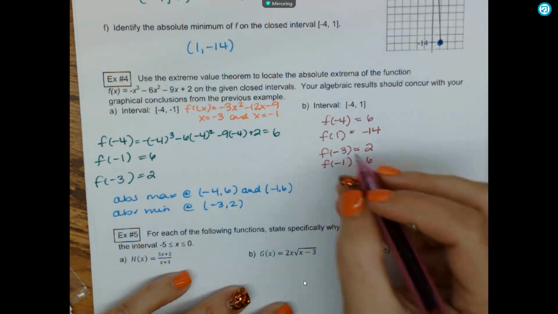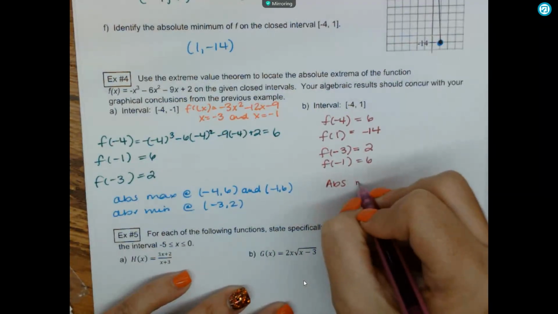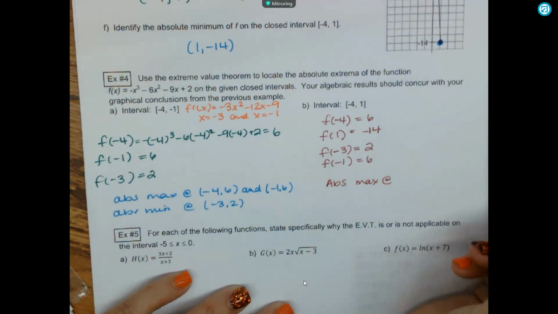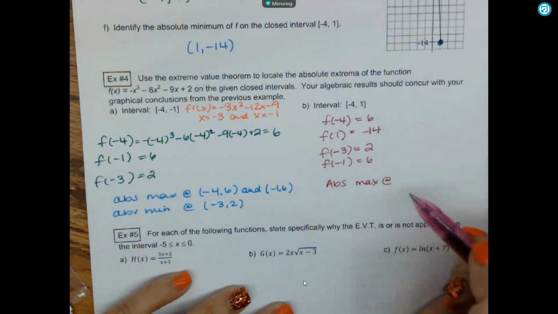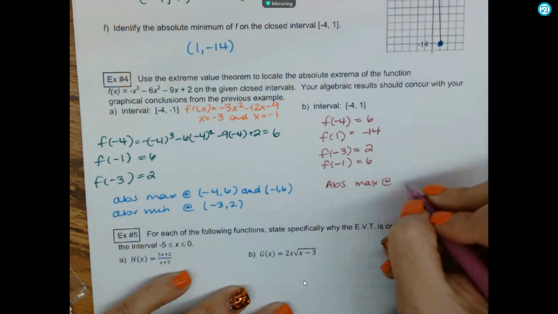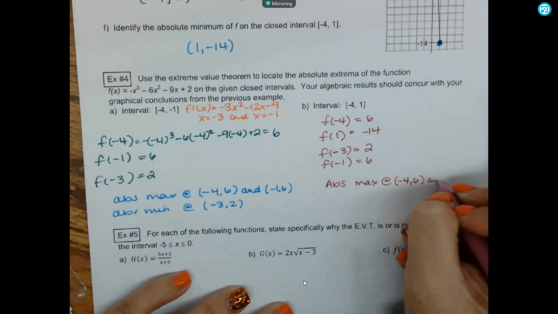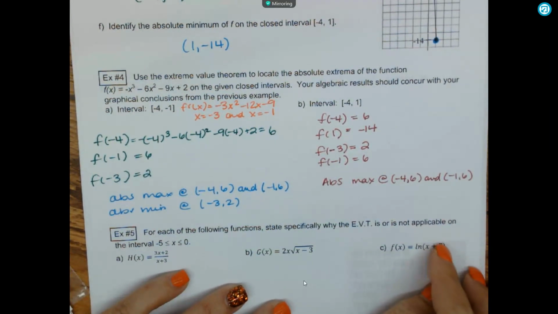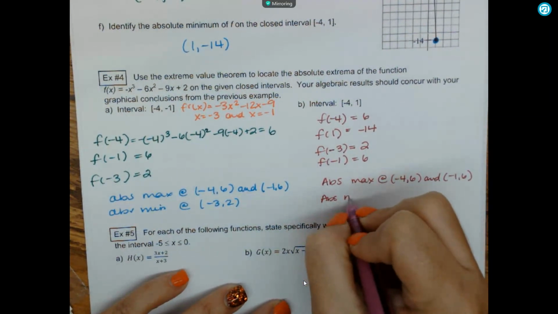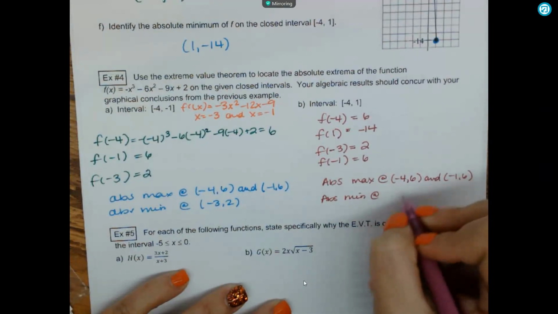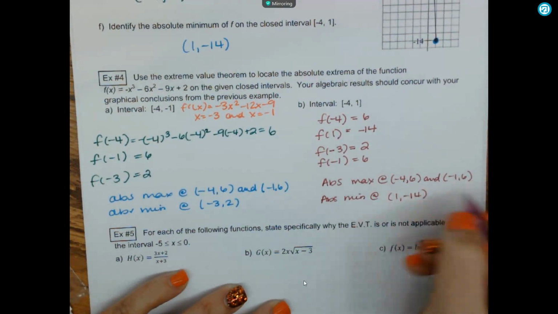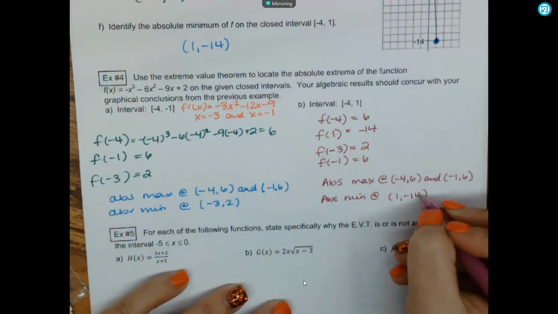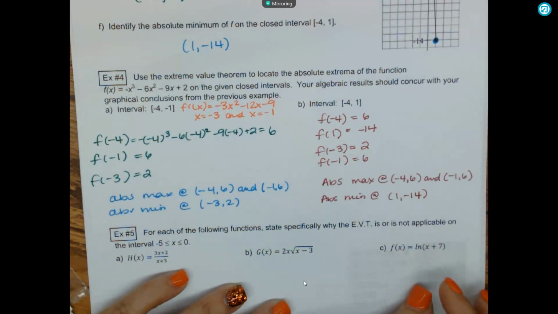Okay, so now what is our absolute max? What's the highest value of these four? The two sixes, so still (-4, 6) and (-1, 6). Everybody with me? And now what's your absolute min? (1, -14). So see, when we changed our interval, our min changed.